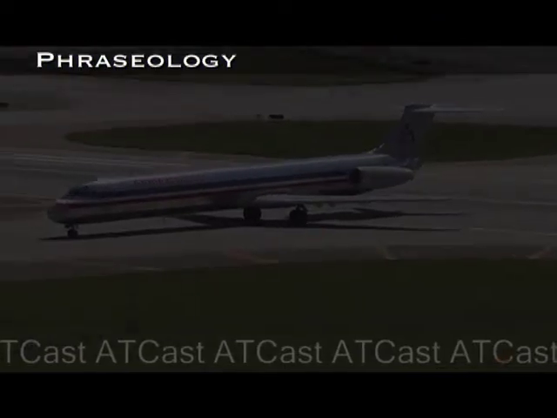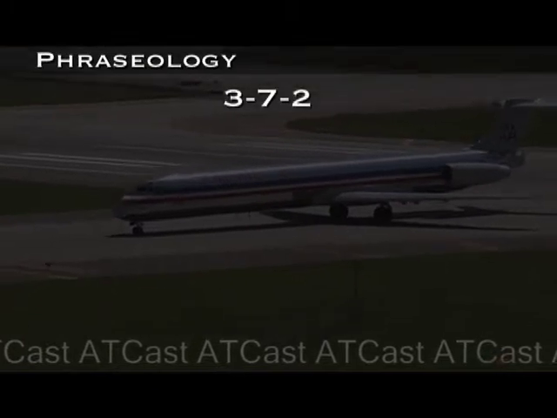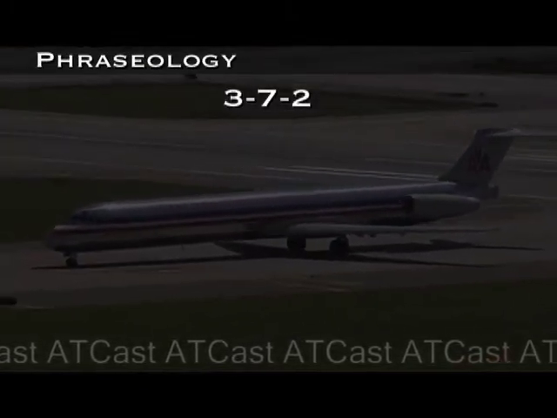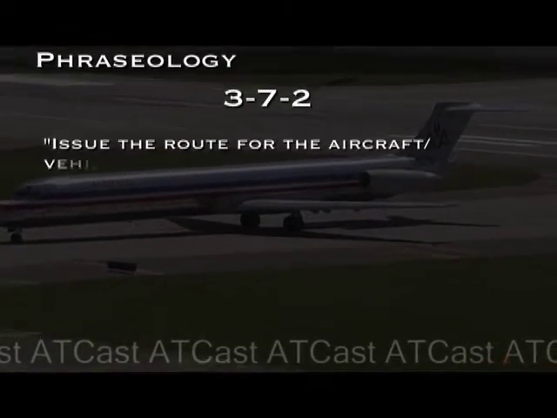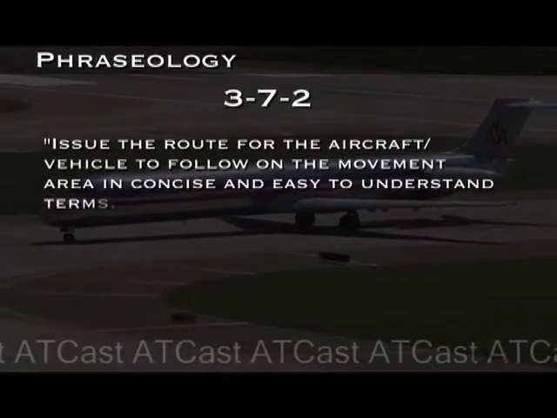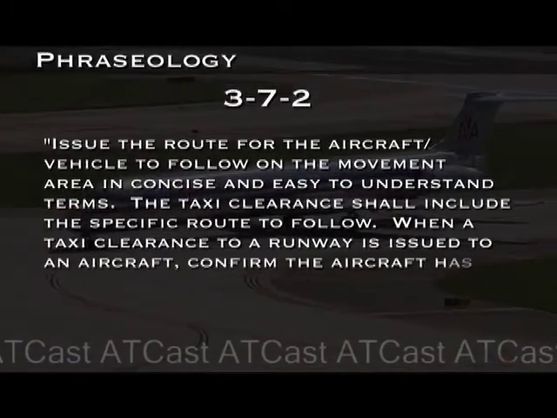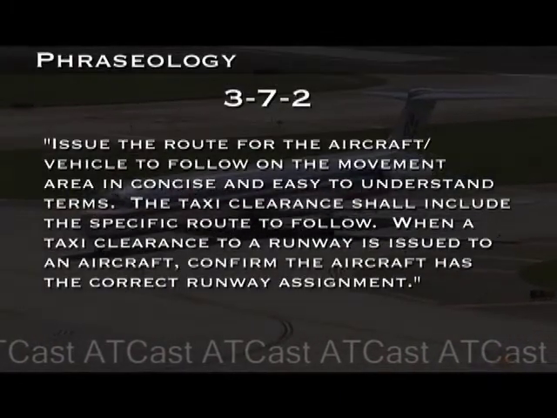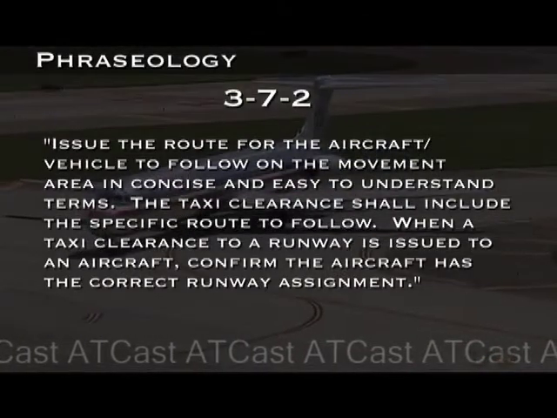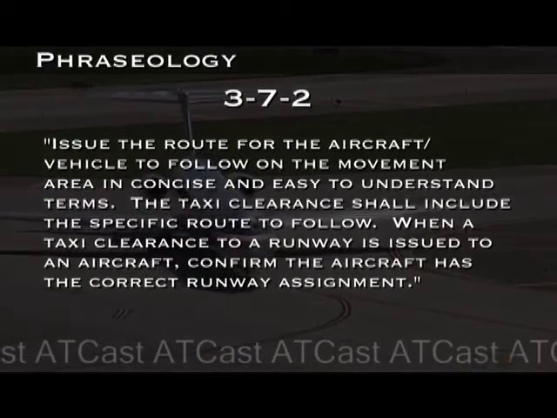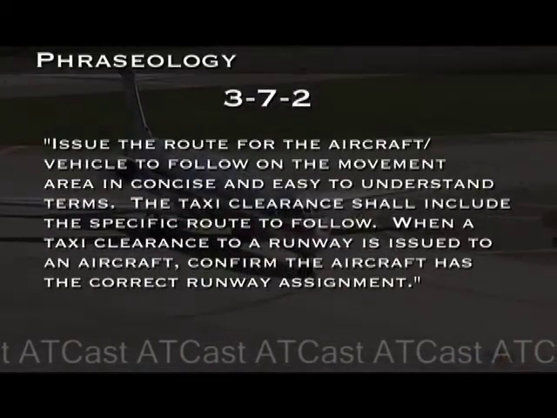First things first, in Chapter 3, Section 7, Paragraph 2, the 7110 lists 3 things you must do when issuing taxi instructions. Issue the route for the aircraft or vehicle to follow on the movement area in concise and easy to understand terms. The taxi clearance shall include the specific route to follow. When a taxi clearance to a runway is issued to an aircraft, confirm that the aircraft has the correct runway assignment.